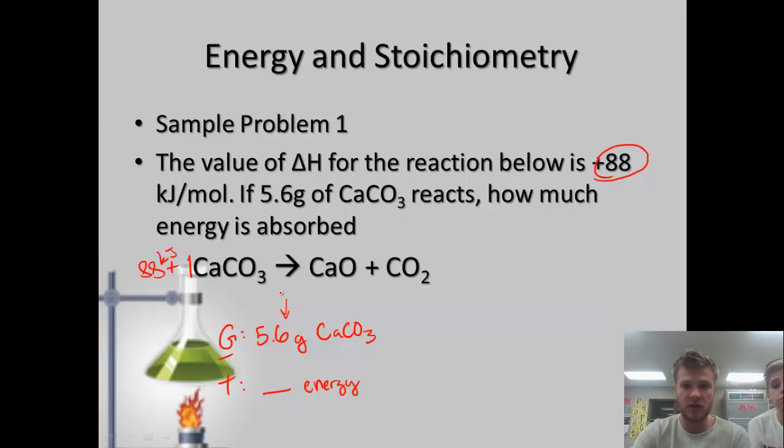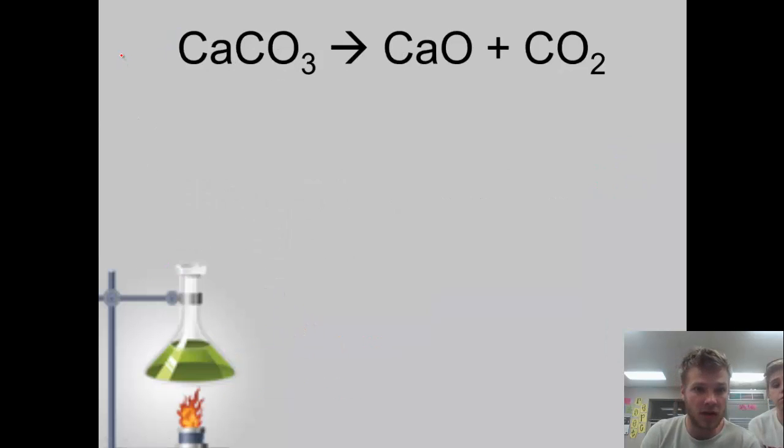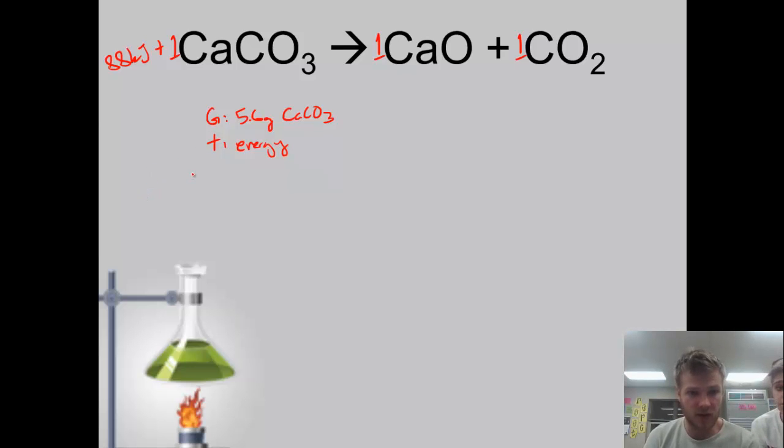Let's look at this on a separate page. So this was 88 kilojoules plus, and there's a 1 in front of all of these. This is balanced. I am starting with my given, which is 5.6 grams of calcium carbonate, and I'm trying to find energy, the energy that's proportional to 5.6 grams. We always start with our given, which is 5.6 grams of calcium carbonate. I'll draw my railroad tracks.